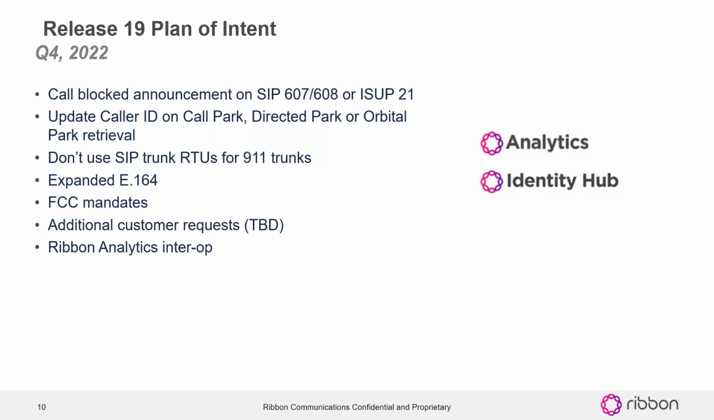So we put in a special category of SIP trunk for 911 that doesn't use the RTUs from the normal pool. So there's no way that, if you use up all of your RTUs for normal SIP trunking, you still will have some available for 911 if you have those configured. We're expanding the E164 numbering format to some additional parameters. Again, we continue to get FCC mandates. We will take a look at those and respond as needed.